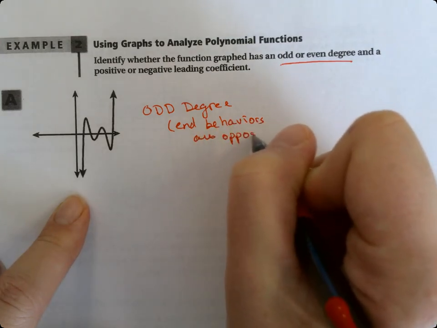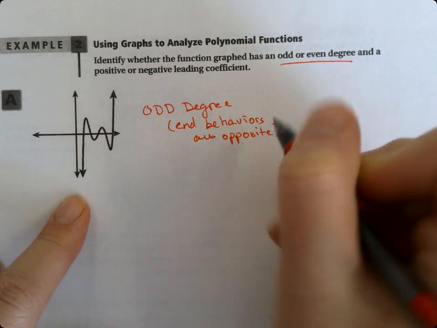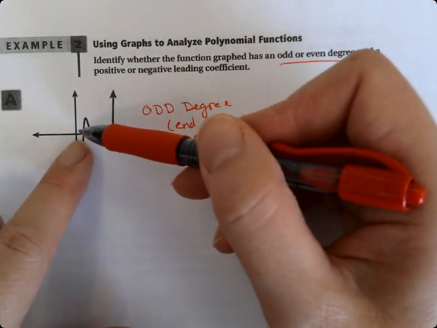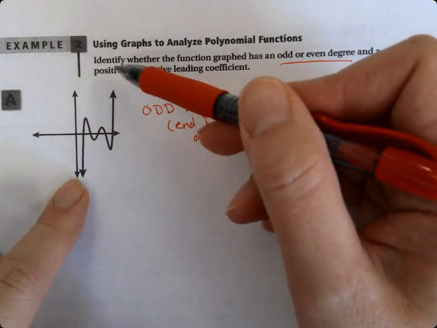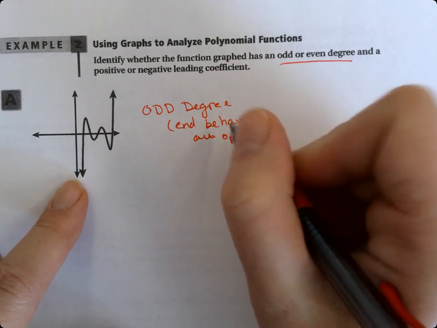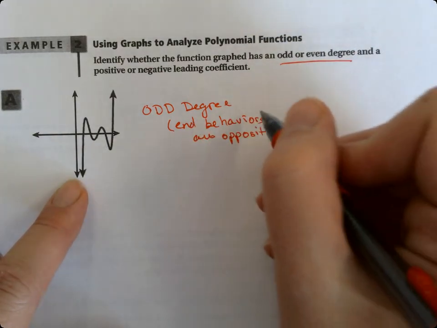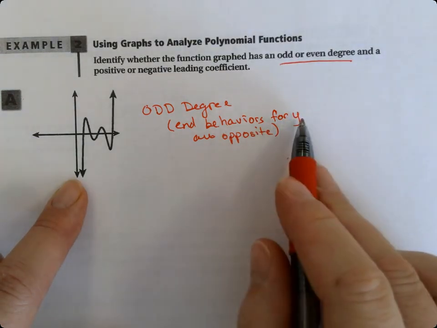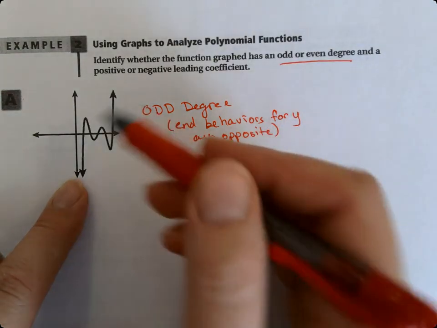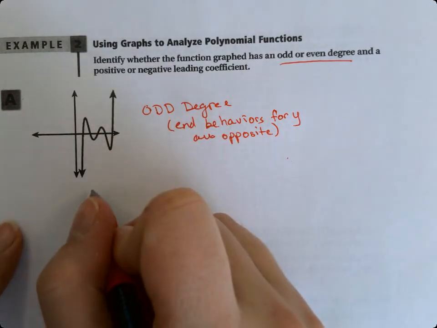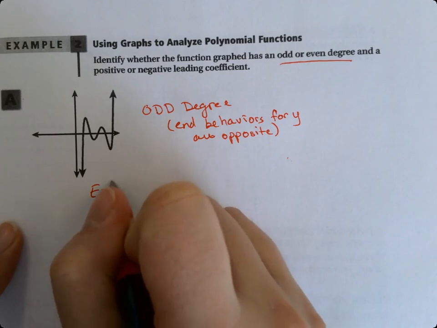When I say opposite, I don't mean x and y, but y is decreasing and then y is increasing. Okay, I shouldn't say end behaviors are opposite. End behaviors are the same for x and y. Let's edit that. End behaviors for y are opposite. Because as x decreases, and this is something else we need to talk about, let's just talk about this real quick.